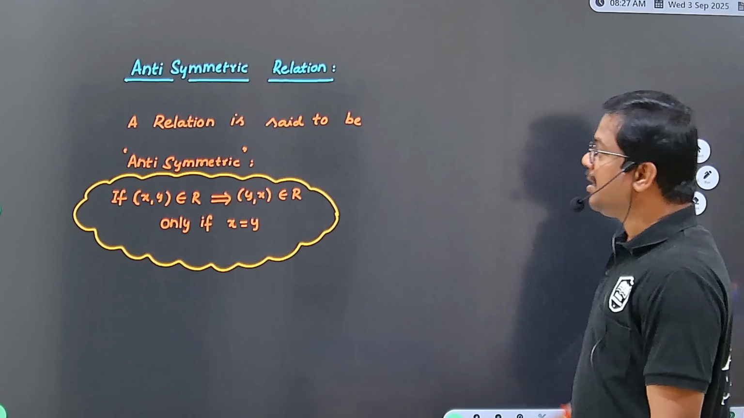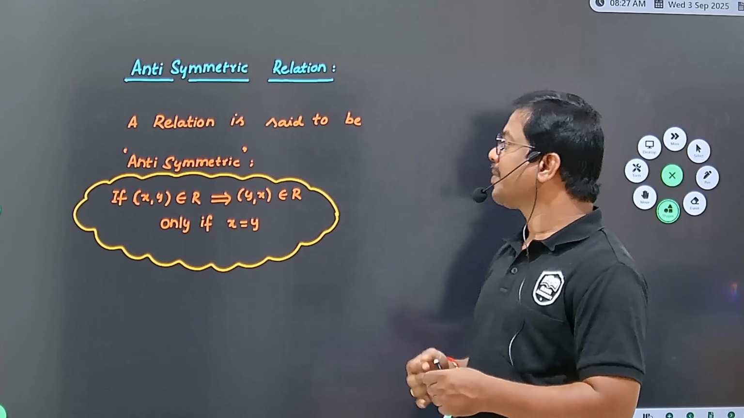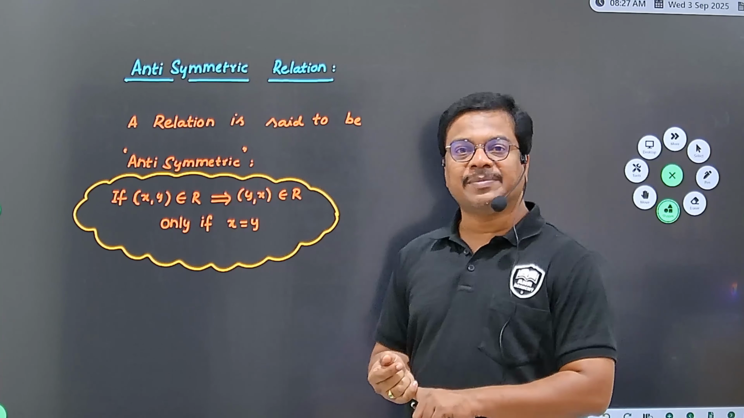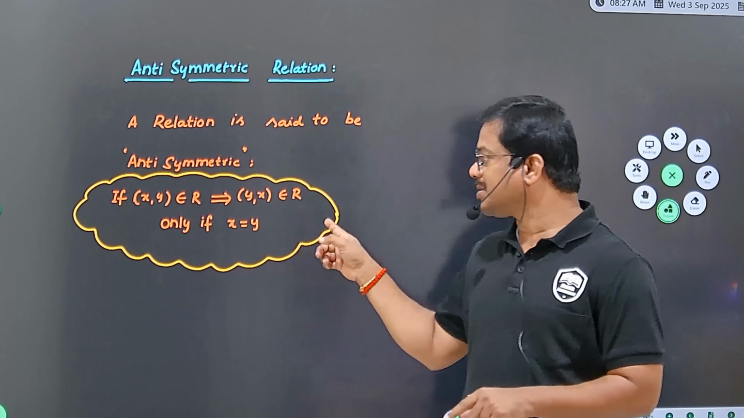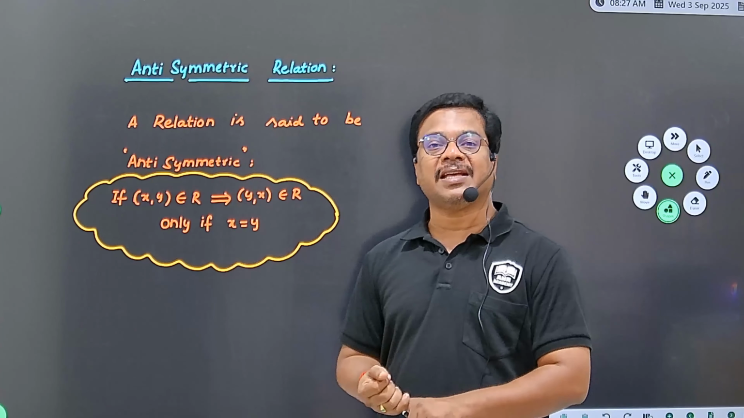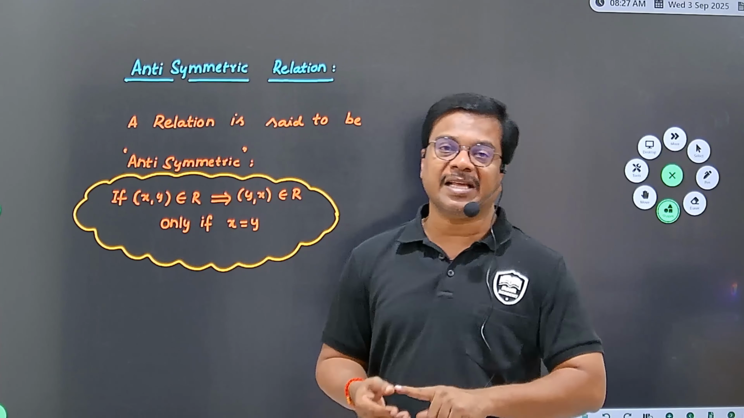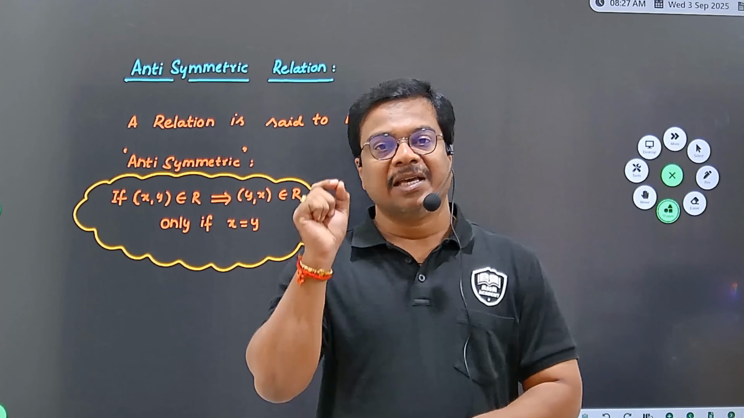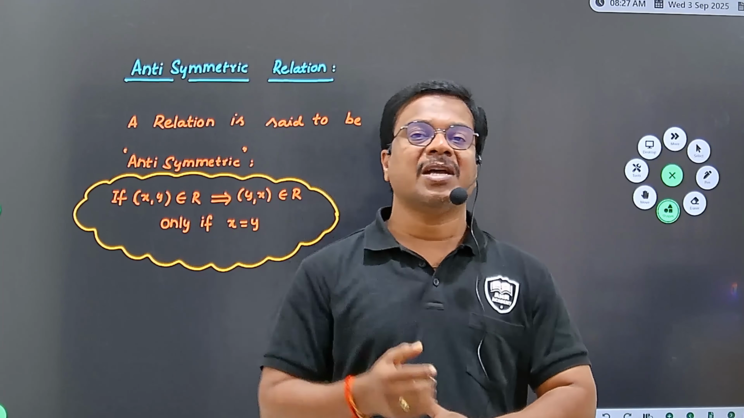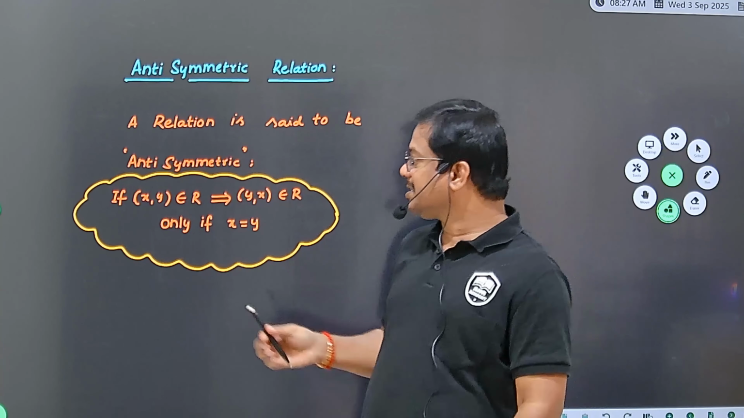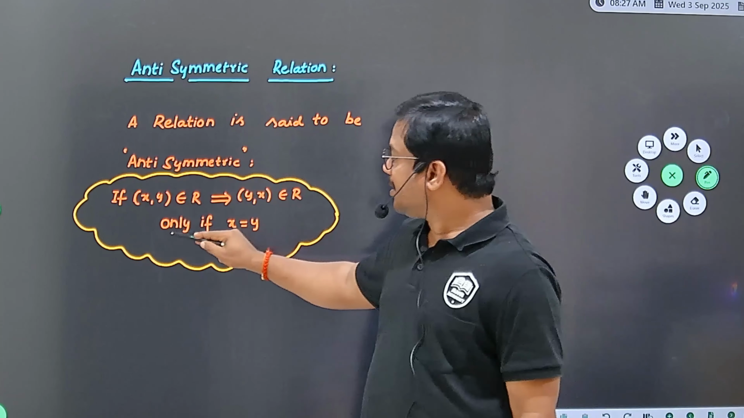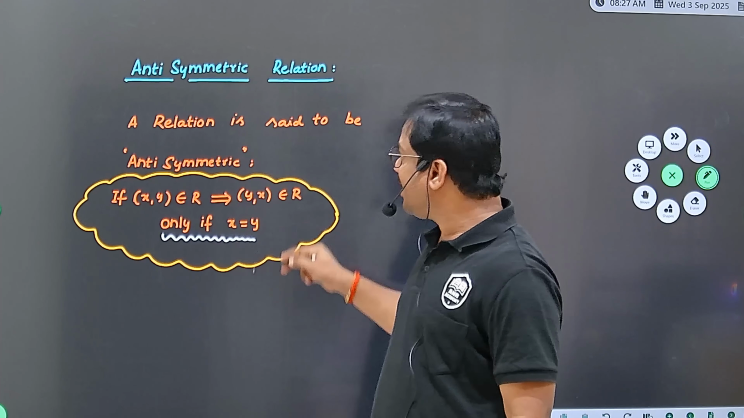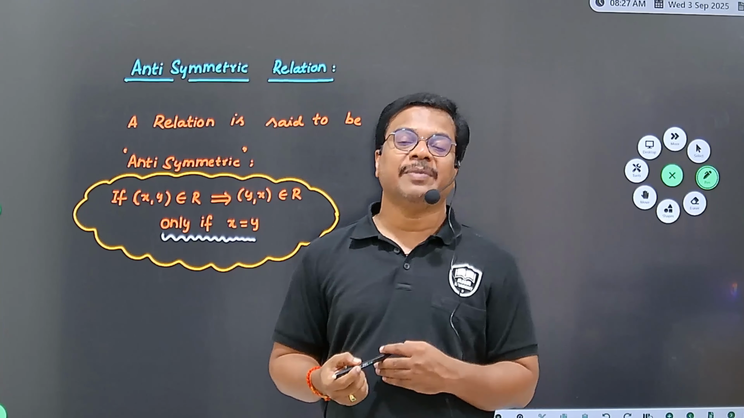See the definition of an antisymmetric relation. A relation is said to be antisymmetric if (x, y) belongs to R implies (y, x) also belongs to R only if x equals y. You know the definition of a symmetric relation: (x, y) belongs to R implies (y, x) also belongs to R. But for antisymmetric there is an additional condition, that is, only if x equals y, then the relation is known as antisymmetric.